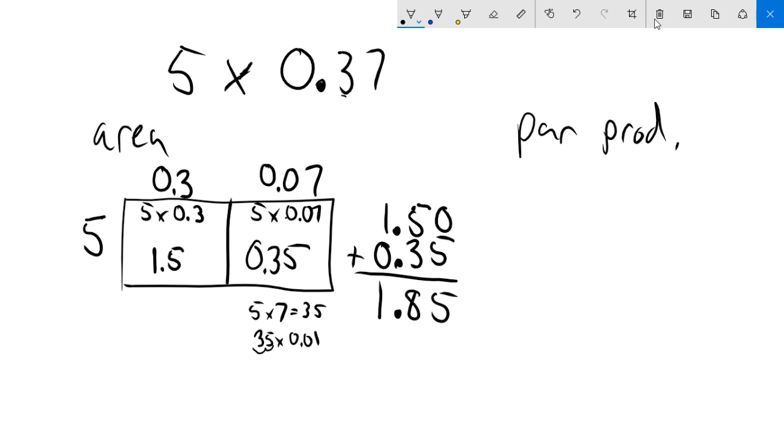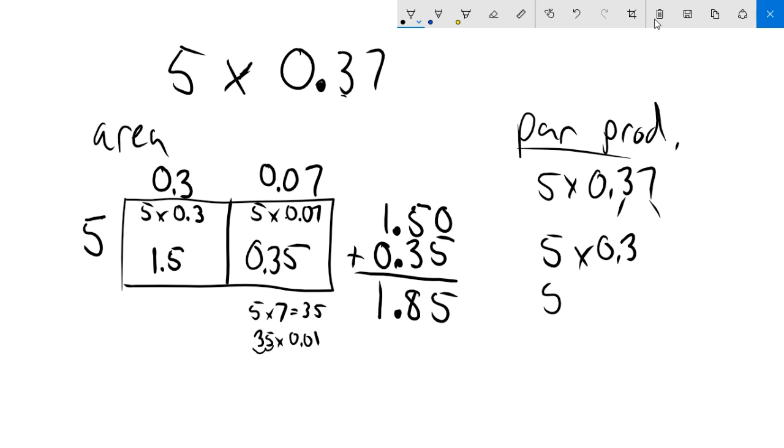Now we can do it with partial products too. Partial products is another method that we've used for a while with regular multiplication, and it should work here too. It's the same basic idea as the area model. We're using the distributive property. We're just taking away the area part of it, that little framework that we have to work with. So if we're multiplying 5 times 37/100, we're still breaking it apart by place value. I'm going to multiply 5 times 3/10, and then I'm going to multiply 5 times 7/100. I'm multiplying the 2 pieces.